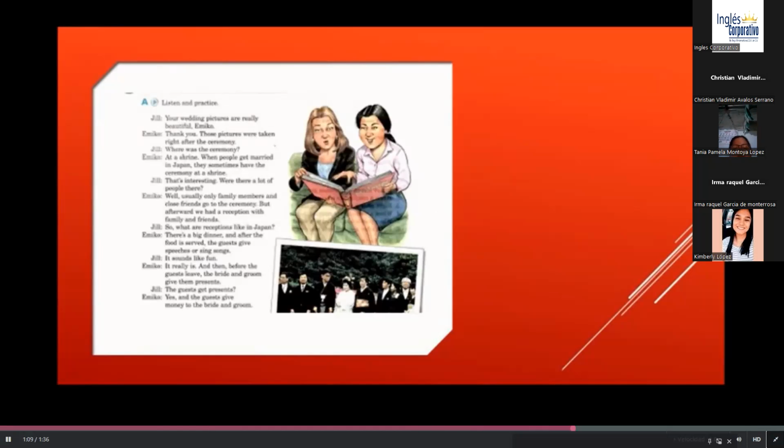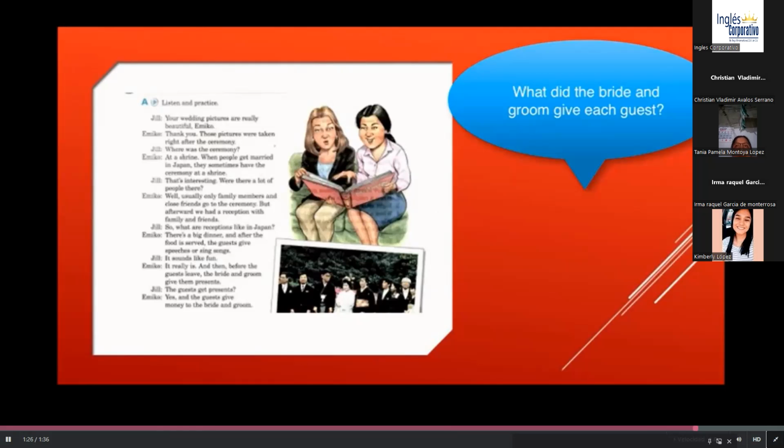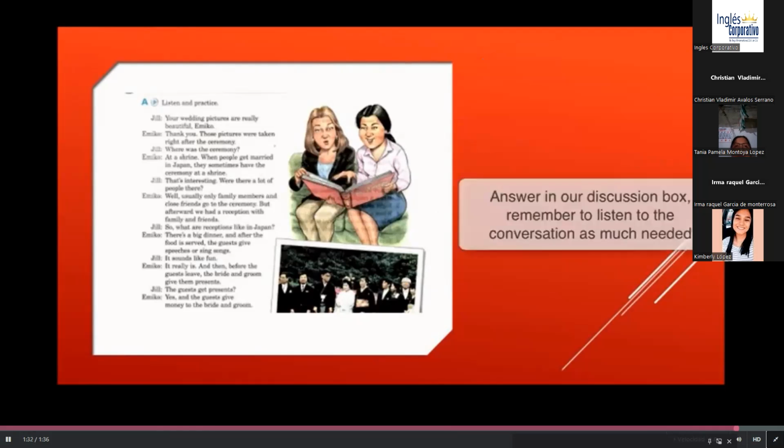Listen to the rest of the conversation. What did the bride and groom give each guest? I'm curious. What did you and your husband give everyone? Well, sugar is a symbol of happiness in Japan, so we gave each guest a ceramic box filled with sweets. What a nice custom. It sounds like it was a wonderful day. Oh, it really was.